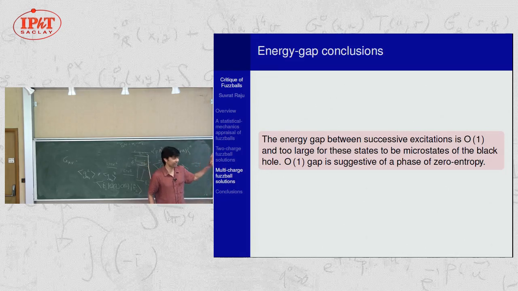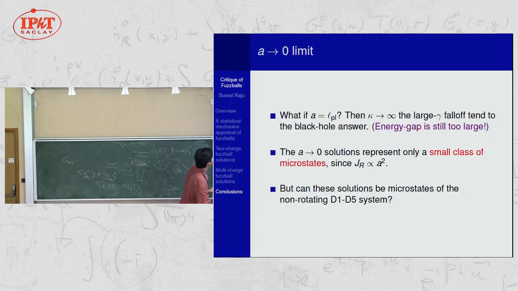Okay, I just want to say that things which have a larger gap, including a gap of order 1 over S, are solutions suggestive of phases which have very subleading entropy. They're very atypical. In one case the entropy is log S, in the other case the entropy is 0. But they're still exponentially suppressed compared to typical states. Let me say something about long throats, since we're having so much discussion about that.